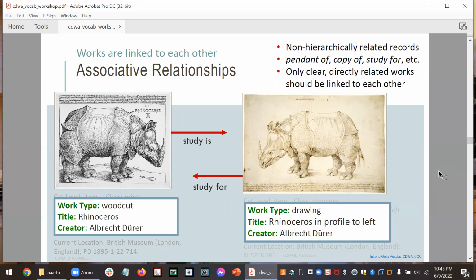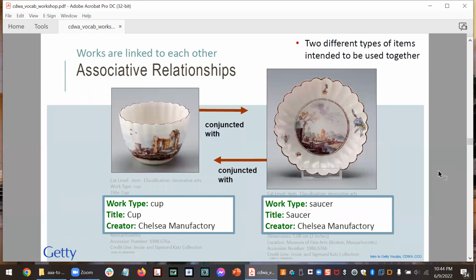Associative relationships. These are other types of relationships. So these are non-hierarchical: dependent of, copy of, study of, etc., but these should be only for clearly and directly related works. In this case, we have a woodcut by Dürer on the left and a drawing for that woodcut on the right. So clearly there's a direct relationship between these works, and it's made here. And the terms to describe this relationship, you may find on our site the suggestion for the various types of terms for these relationships.